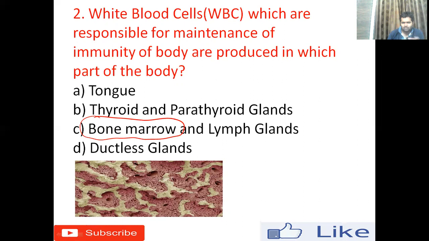Here you can see the image of the bone marrow where our blood is generally manufactured or produced. And in the lymph glands, our white blood cells are there. That is one of the important things we have to remember. So the right answer for this question is option C, bone marrow and lymph glands.